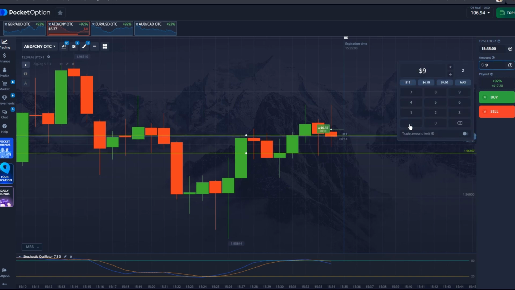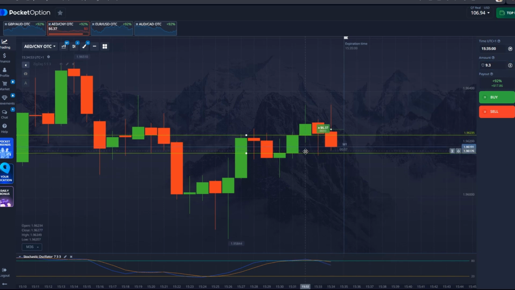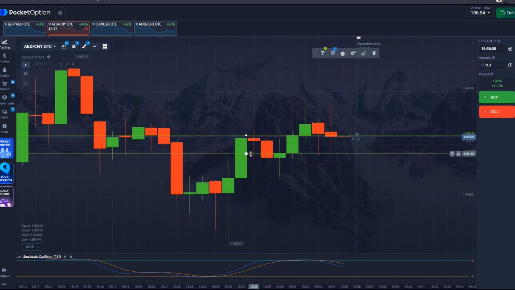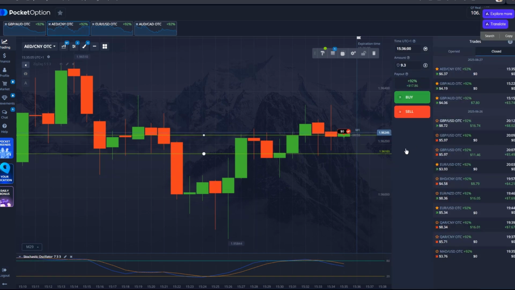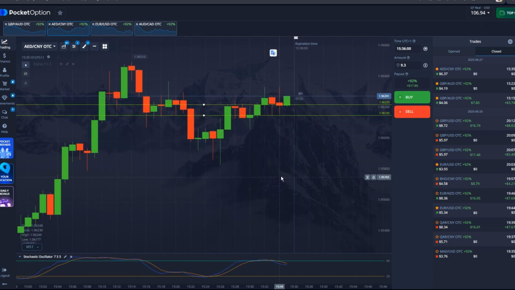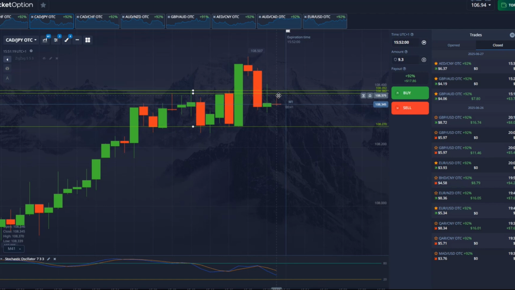Looks like we're losing this trade again. So second trade we've lost today. Okay, we need it here, or we will not take a trade.